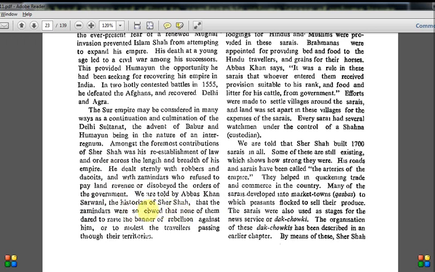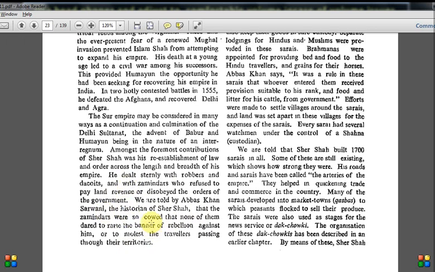So the zamindars were so cowed that none of them dared to raise the banner of rebellion against him or to molest the travelers passing through their territory. So he is telling about the law and order situation. It was that much safe for people to travel, and nobody ever dared to go against the ruler, Sher Shah, because he had those stringent punishments and all those things set up. This person Abbas Khan Sarwani is telling that law and order was re-established and people could travel safely and no one would harass the travelers.